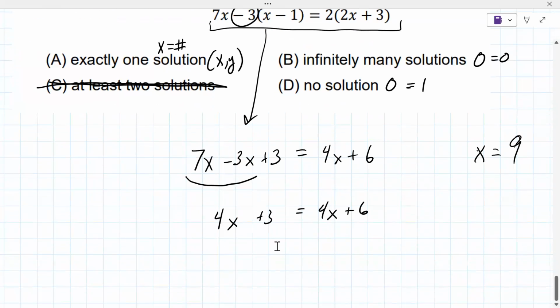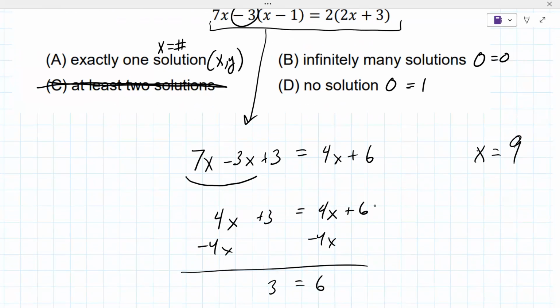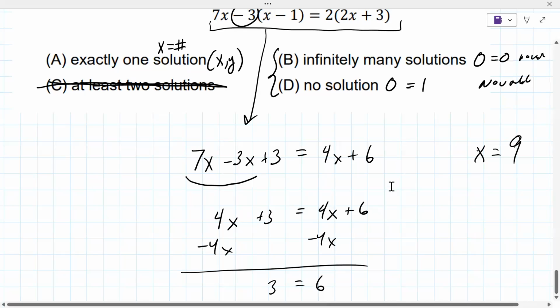When you have the same variable on each side, when you subtract it, what happens to the variable? Well, it goes away. There's no more x, right? Right. So this is 3 equals 6. If there's no x, that's what maybe you're missing about B and D, is there's no variable. There's no variable left. And are these the same on the left and the right? Oh, no. So it's no solution.